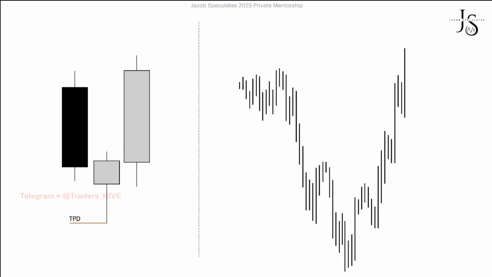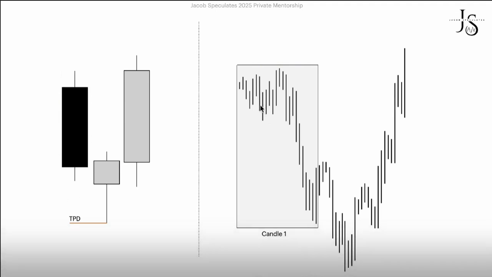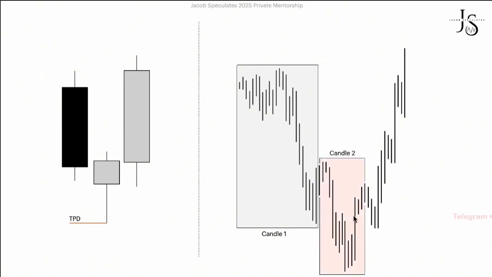But if we take a deeper dive and see what it would look like through the lower time frame perspective, we can see that we have candle 1 right here. So this entire candle, which would be candle 1, think of it on the lower time frame. This is how it would look. And then we have candle 2 right here. So it would be the actual TPD. And then we have candle 3. So this portion of price action would represent candle 1, this would represent candle 2, and this would represent candle 3.